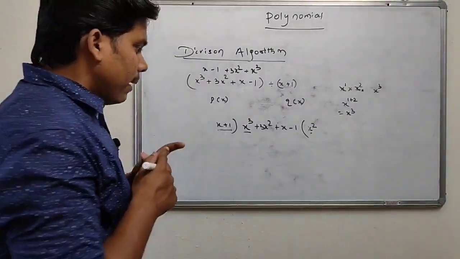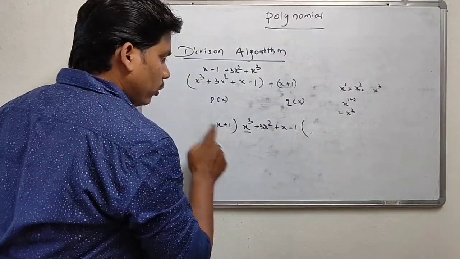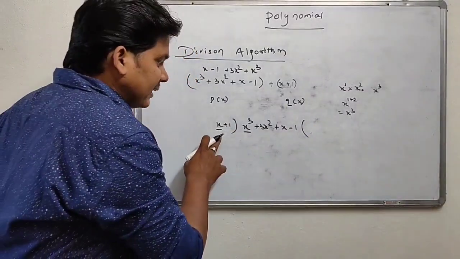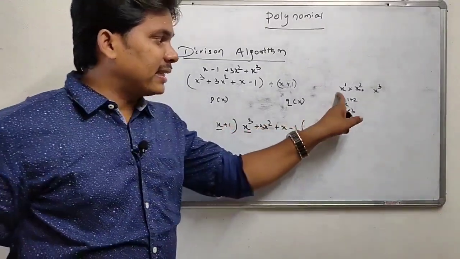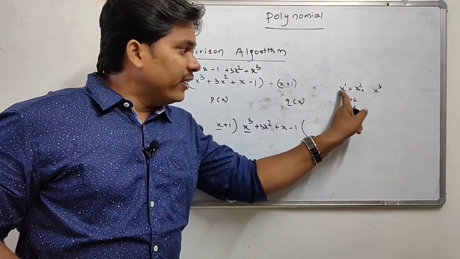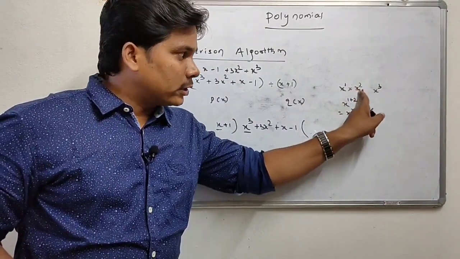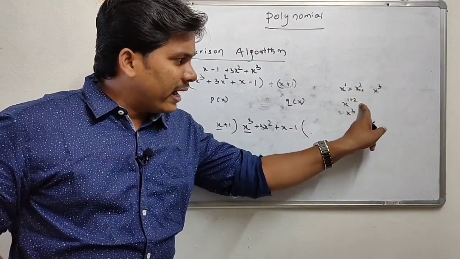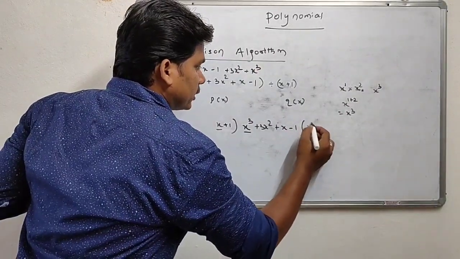Again I am saying, first we have to consider only the first term of this divisor and dividend. As here is x, as here is x cube, first we have to take this x here and x cube here. Which term do I have to multiply to get x cube? I have to multiply x square. When these two bases are the same, the powers will be added with each other. This will be x cube. Now I kept here the x square.